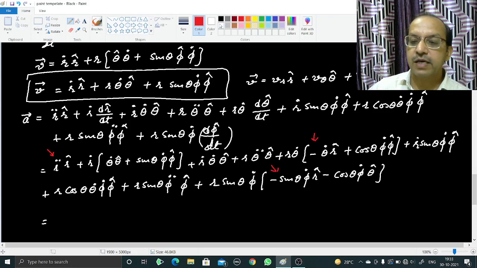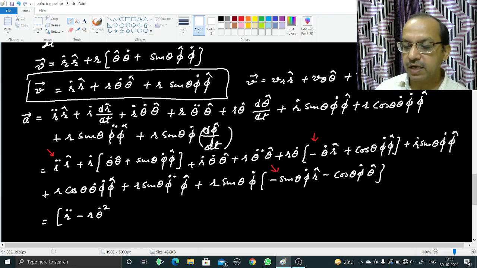So we will take common r cap. So remaining is r double dot r cap. Then this term, minus r theta dot square, and this term is minus r sin square theta phi dot square, and it is the multiplier of r cap. Then we will take common theta cap.